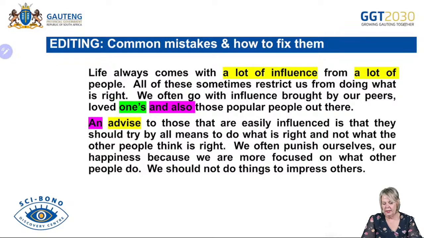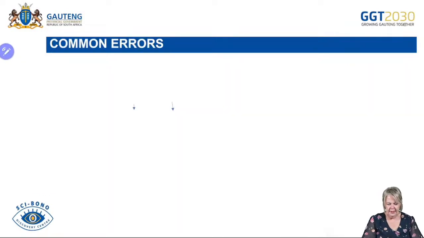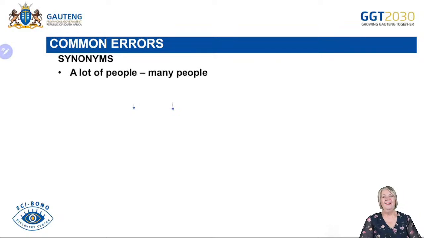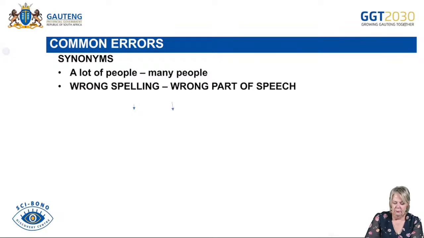We often punish ourselves, our happiness, because we are more focused on what other people do. We should not do things to impress others. Right, so now I've used a couple of these. First of all, synonyms. We don't actually talk about a lot of people. We would rather refer to many, many people. And remember the much and many, the countable, uncountable. Remember to keep that in mind as well.